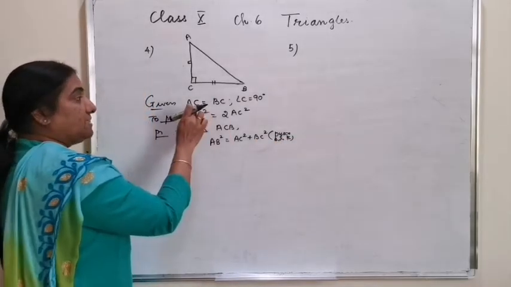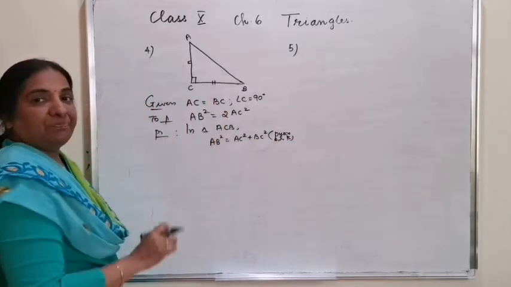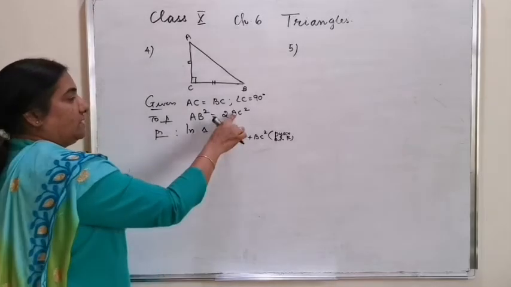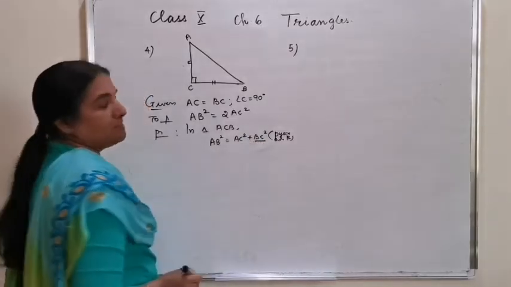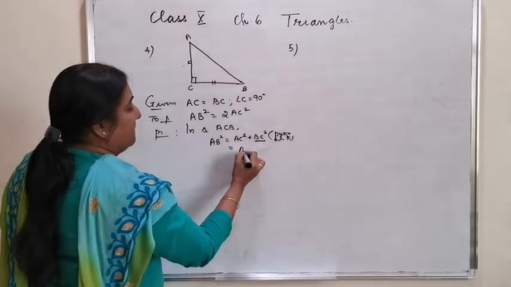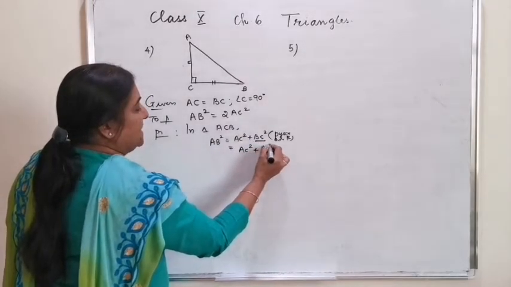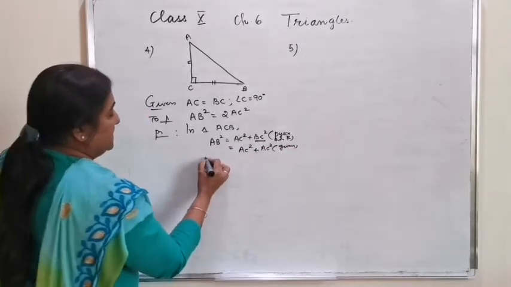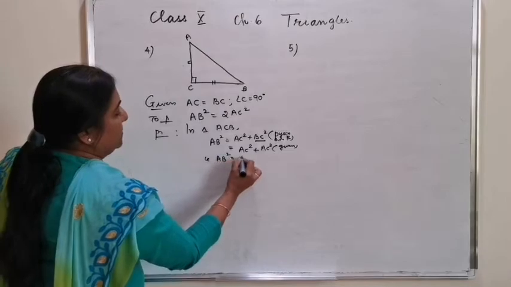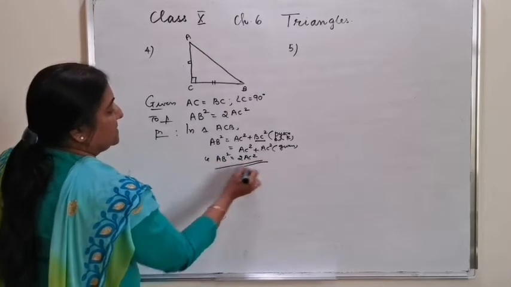But what's the relation between AC and BC? They are equal. In the question, you have to prove it as twice AC square. So replace BC with AC. AC square plus AC square. That is AB square is equal to 2 AC square.